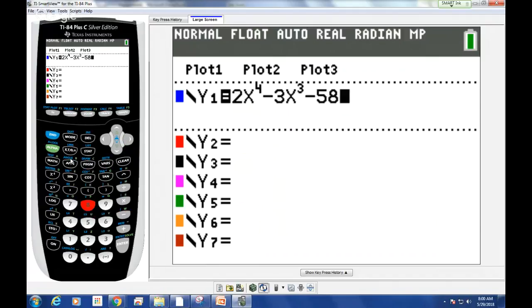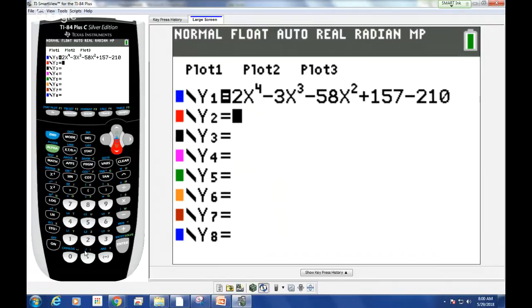Minus 58x squared plus 157x minus 210. And our hope is that we find 4 solutions here and then we're done. I type in 0. I'm missing an x. Thank you so much.